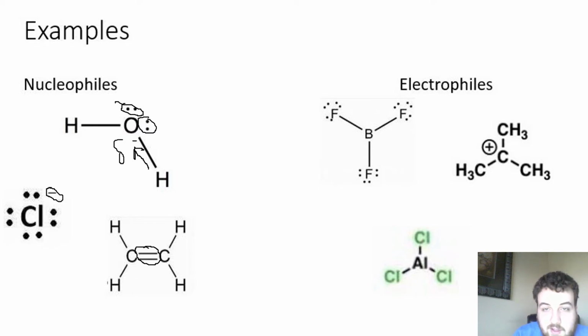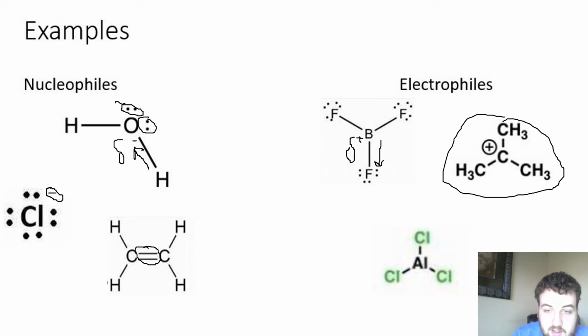nucleophile. And on the other side, for the electrophiles, we know that boron is partially positive from the electronegativities, so our electron density is going this way towards the fluorine away from the nucleus, so we know that it is an electrophile. And for this carbocation, we instantly know that it's an electrophile. We got a positive charge. And the aluminum trichloride is the same thing as the boron trifluoride, in that aluminum is partially positive and the chlorines are partial negative.